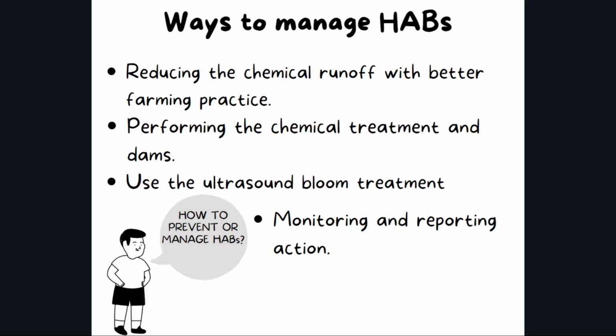Next, one of the students named Ahmad asked the teacher how to prevent or manage the harmful algae bloom. Then the teacher answered the ways to manage the harmful algae bloom. The first one, we can reduce the chemical runoff with better farming practices. When nitrate and phosphorus from fertilization wash off into lakes and rivers after heavy rain, they cause algae blooms. To minimize possible runoff, improvements in agricultural practice have been proposed, such as only using fertilizer in a targeted manner at the right time, precisely when it can do the most good for crops.